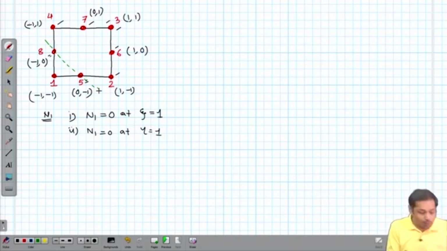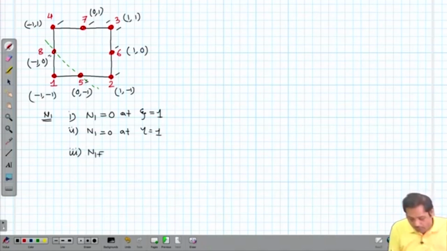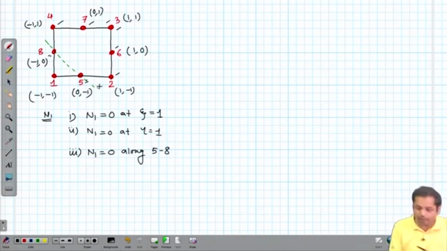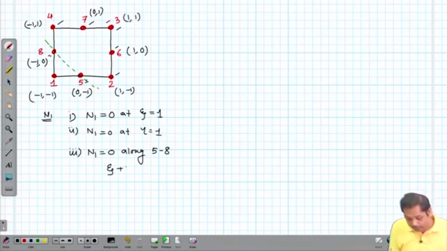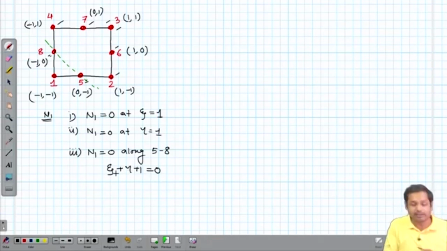Now, what is the equation of this line? So the third condition is N1 is also 0 along node number 5 and 8. And what is that equation? Equation of that line is xi plus eta plus 1 is equal to 0. Okay, so N1 should be such that it satisfies this condition.